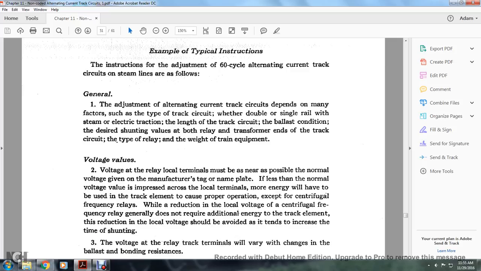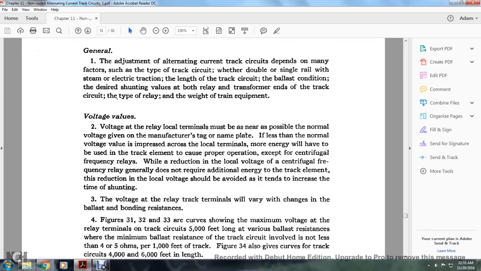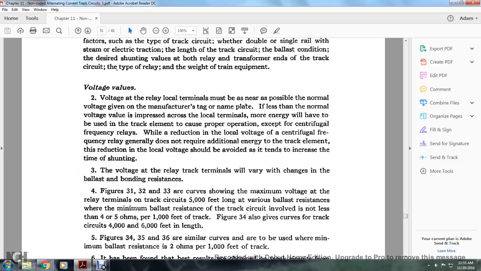The normal voltage is given on the manufacturer's tag and nameplate. If less than the normal voltage value is impressed across the local terminals, more energy will have to be used for the track element for proper operation, except for the central field frequency relays, where a reduction of the local voltage of the central field frequency relay generally does not require additional energy. For the track element, the reduction of local voltage should be avoided as it tends to increase the timing shunting.